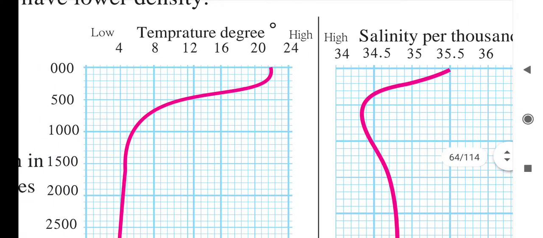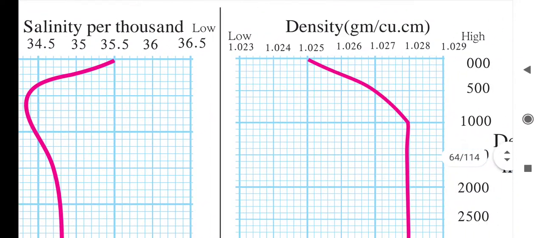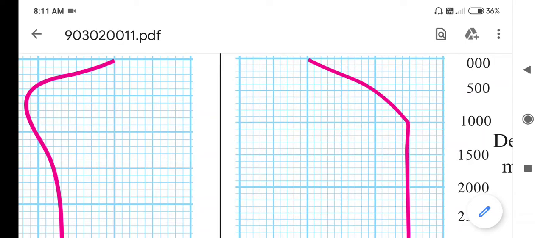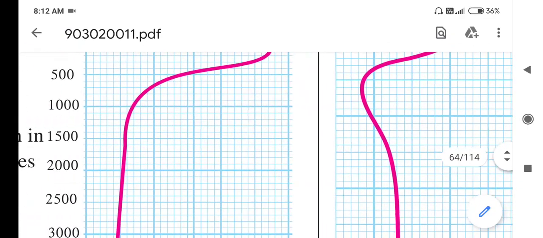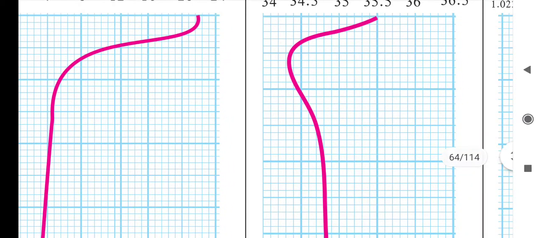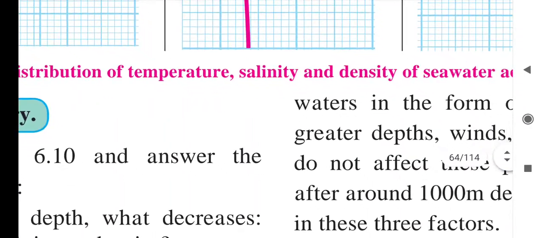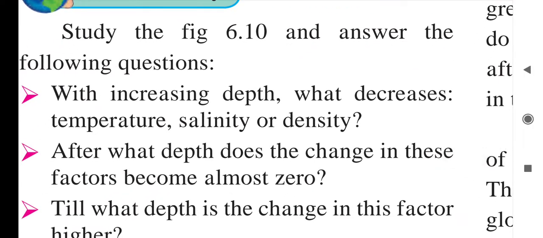Here we can say temperature is decreasing, salinity is also a little bit decreasing, but density is increasing. So here we can say that with increasing depth the temperature and salinity decrease. Temperature is decreasing, salinity is also decreasing, but the density is increasing. Next question: after what depth do the changes in these factors become almost zero?